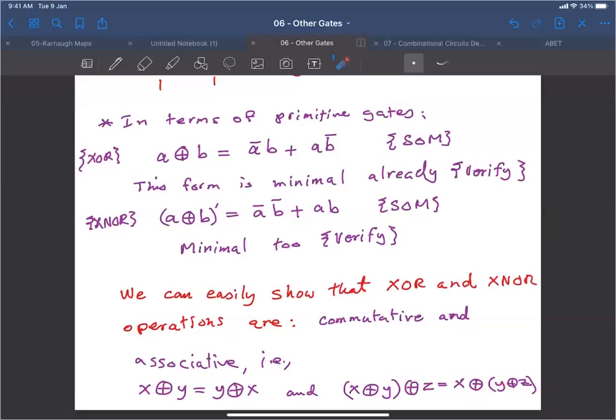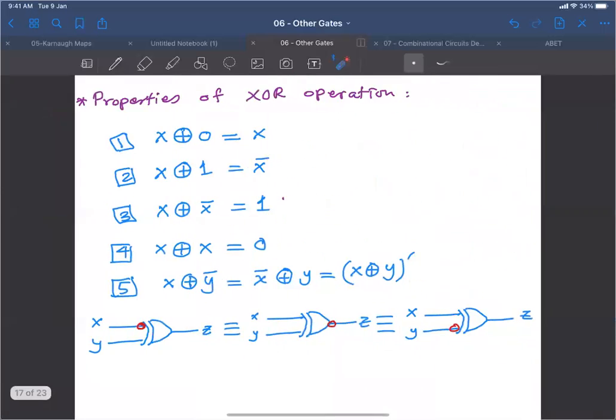You can also prove this using these definitions here. Also there are other properties of the XOR operation or gate. The first property is X XORed with 0 is equal to X. Who can tell me how we can prove this property?